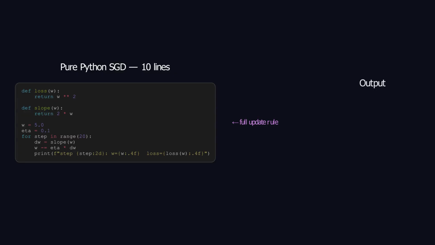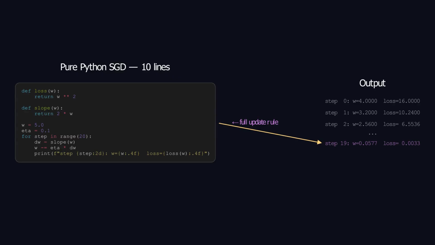The output shows the weight matrix W walking steadily towards 0 from its starting value of 5, 4, 3.2, 2.56, 2.05, each step multiplying the weight matrix W by 0.8. By step 19, loss has dropped from 25 to essentially 0. The single line update, subtract eta times slope, did all of that.